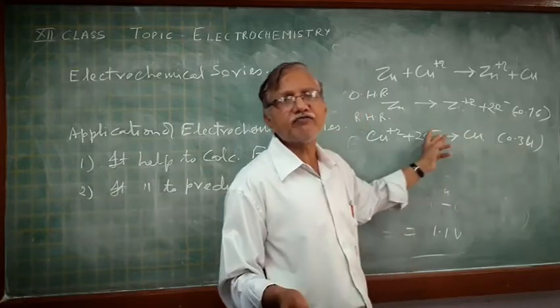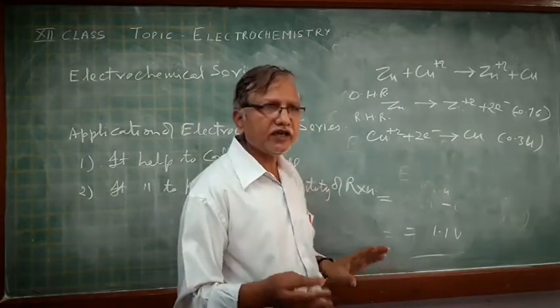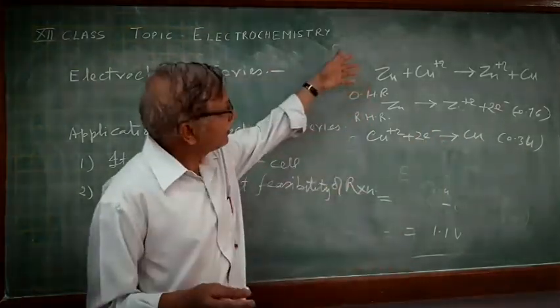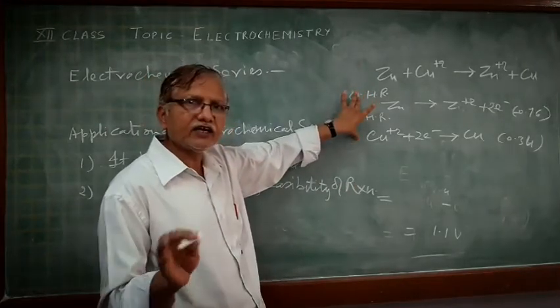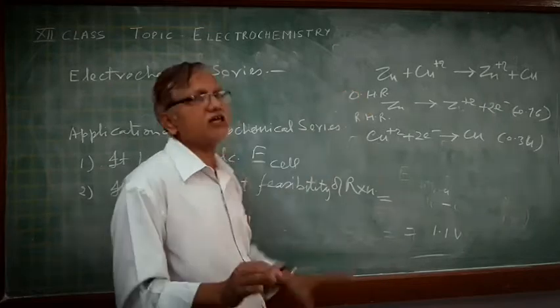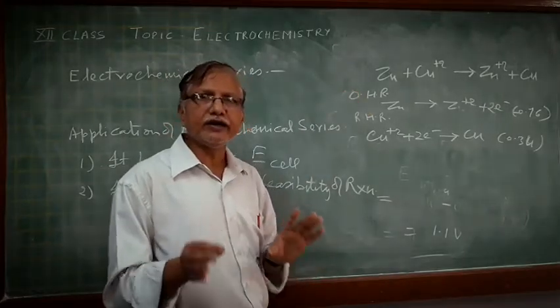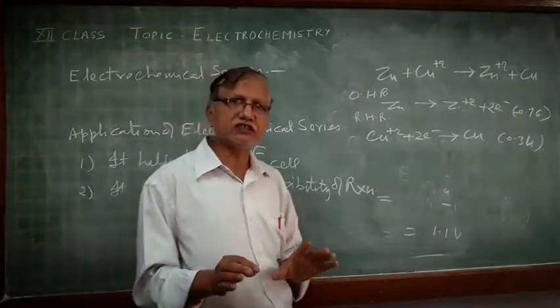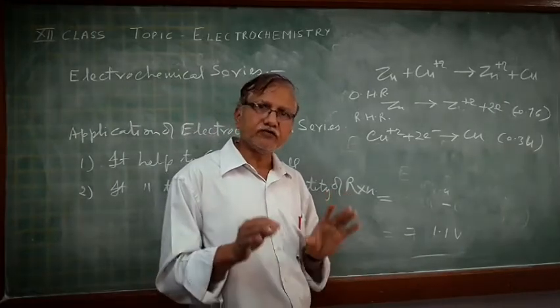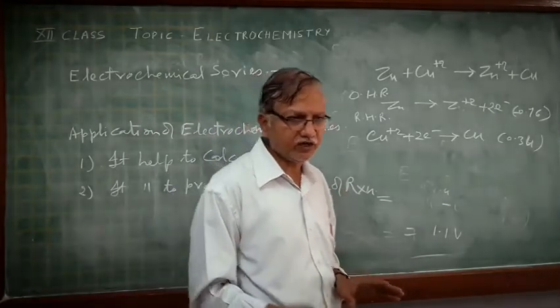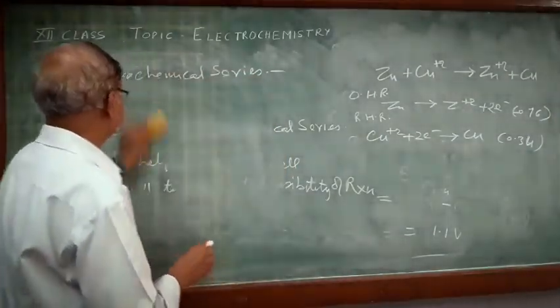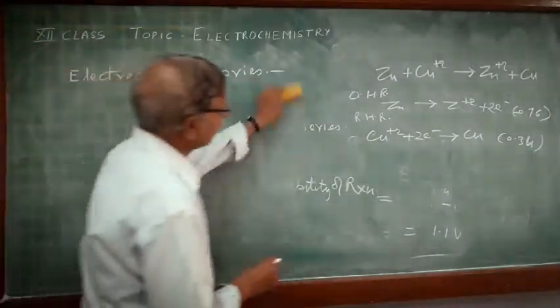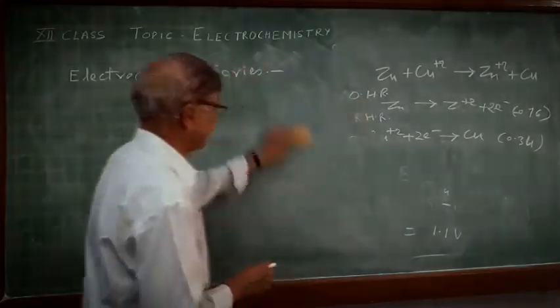So this reaction will be feasible. Similarly, for any reaction, first we divide the reaction into two parts, and then we can calculate whether each cell value will be positive or negative. If the cell value is positive, then the reaction takes place. If the cell value is negative, then the reaction will not take place. So now, last for today's lecture, that is how the cell potential depends.